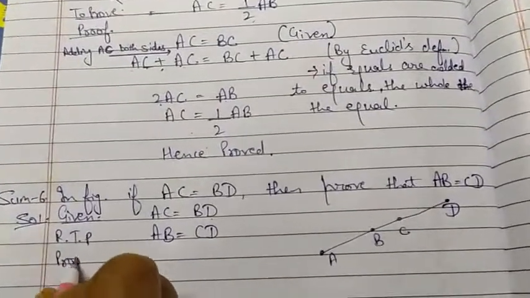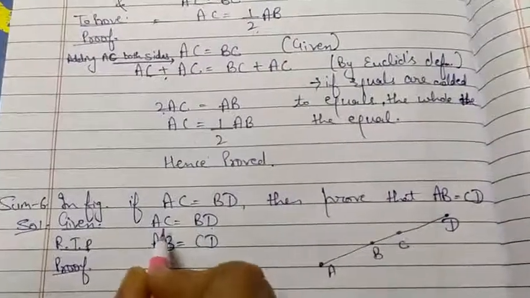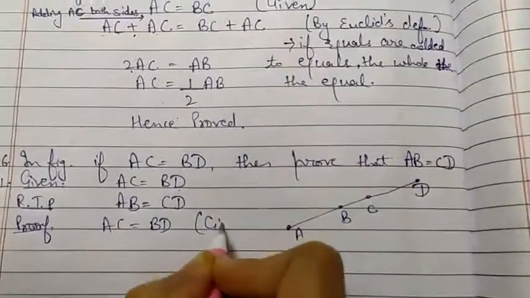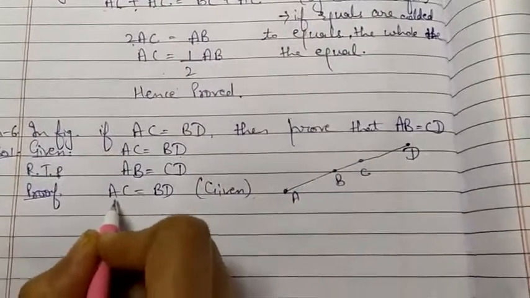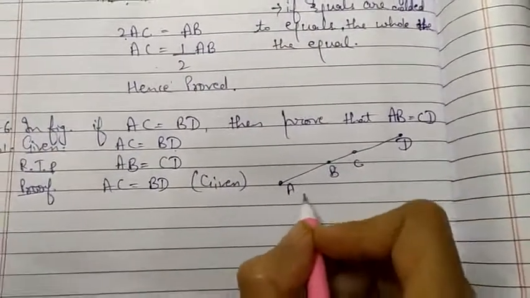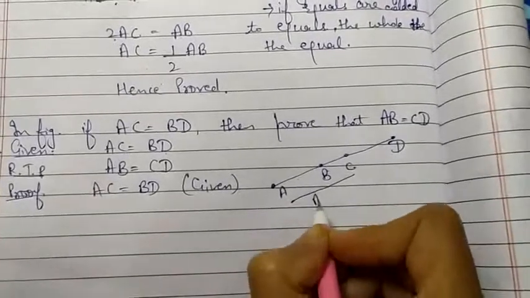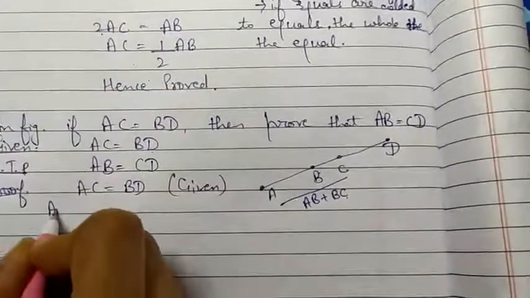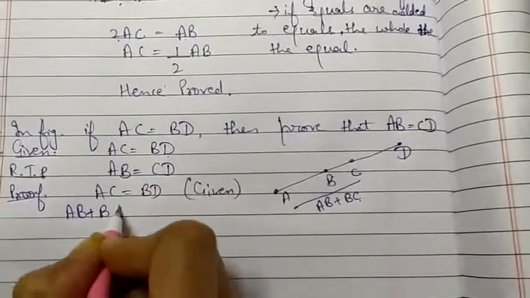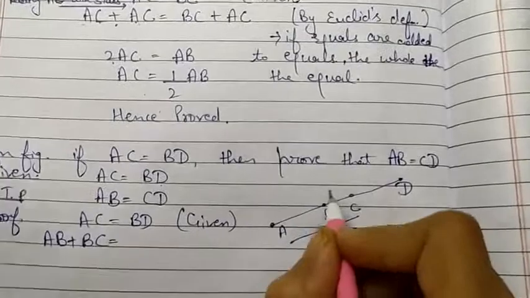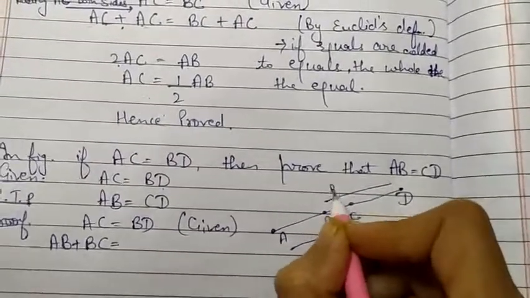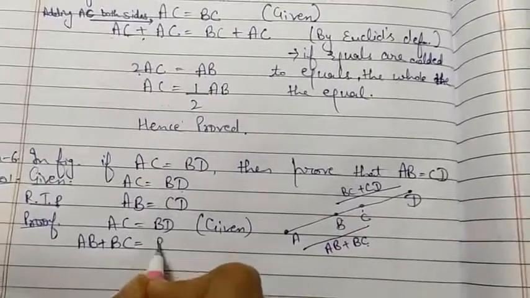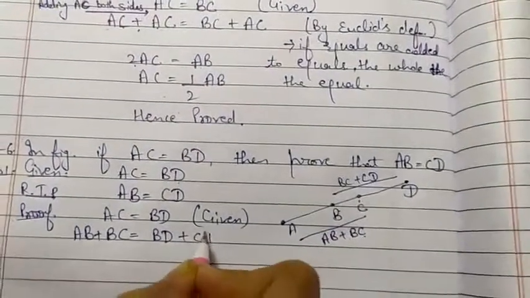Now proof. How will we prove? See, given is AC is equal to BD. AC can be written as AB plus BC. Similarly, BD can be written as BC plus CD.